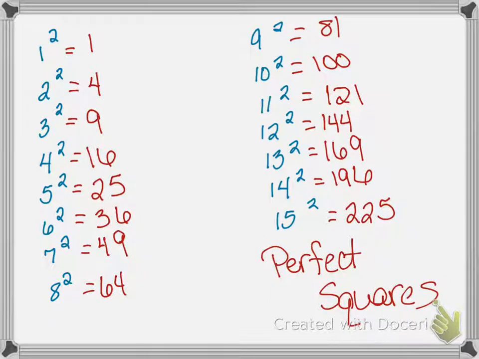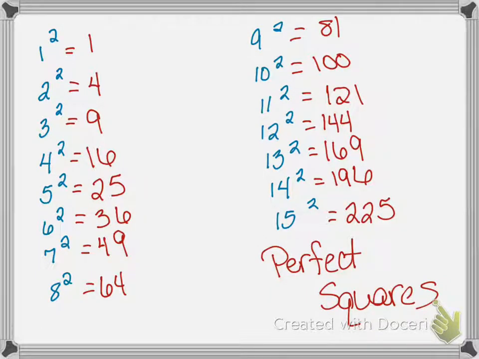1 squared is 1. Okay? 5 squared is 25. 8 squared is 64. So if I ask you to take the square root of one of those numbers in red, I will get the number in blue. So the square root of 81 is 9. Okay? So squaring a number and taking the square root of a number are inverses of each other.